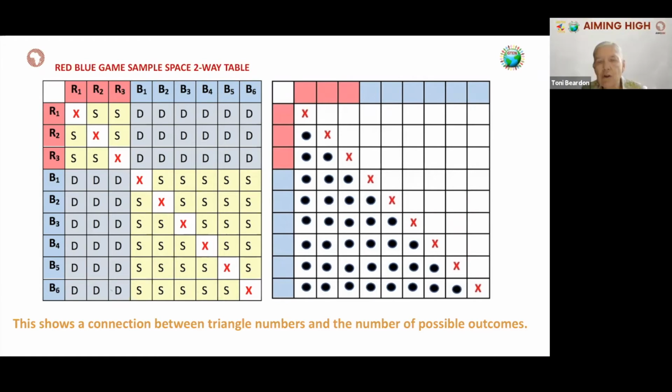So if you're counting them, you've got 1 plus 2. As you go down the rows of dots, you've got 1 plus 2 plus 3 plus 4 plus 5 plus 6 plus 7 plus 8. Okay, and that number is actually what we call a triangle number.